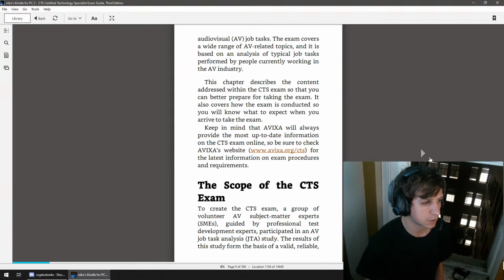The scope of the CTS exam. To create the CTS exam, a group of volunteer AV subject matter experts, guided by professional test development experts, participated in an AV job task analysis study.